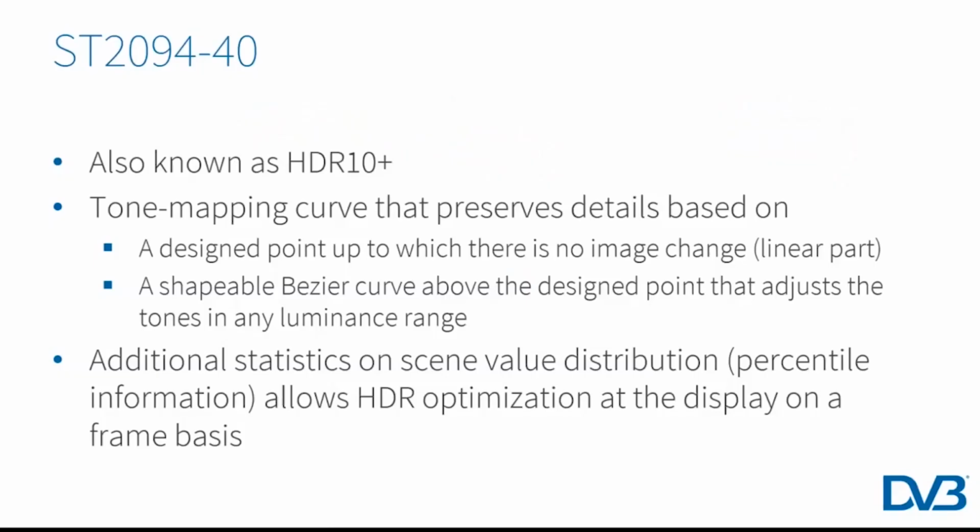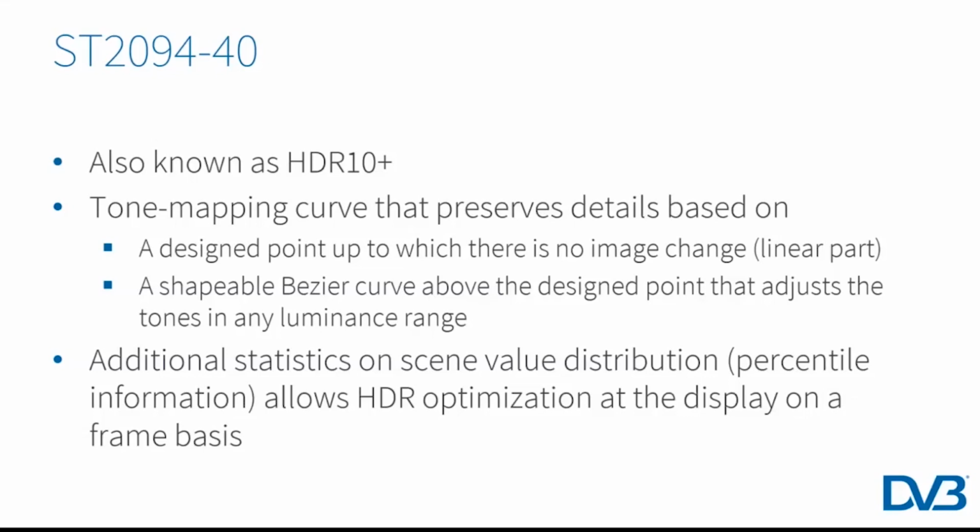Finally, the last dynamic mapping solution is ST2094-40, which is also known in the market as HDR10+. Again, the information contains a tone mapping curve that preserves details based on a first part of the curve, which is the linear part. This part is up to a design point. Above this design point, there's a shapeable Bézier curve that adjusts the tones in any luminance range above this point.